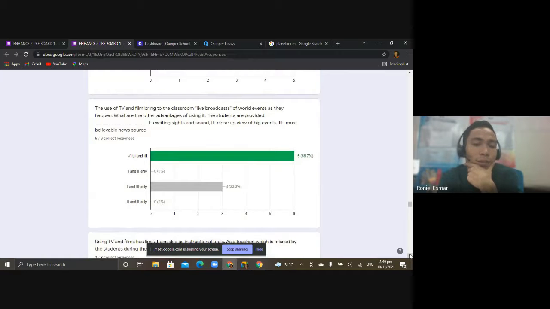Next, the use of TV and film brings to the classroom live broadcasts of world events as they happen. What are the other advantages of using it? The students are provided one, exciting sights and sound, two, close up view of big events, three, most believable news source. All of these are advantages, so all of these are correct. Number one, exciting sights and sound, because like I kept on telling you, the more senses are involved in the teaching and learning process, the more students retain in their long-term memory. Plus, they get more excited.